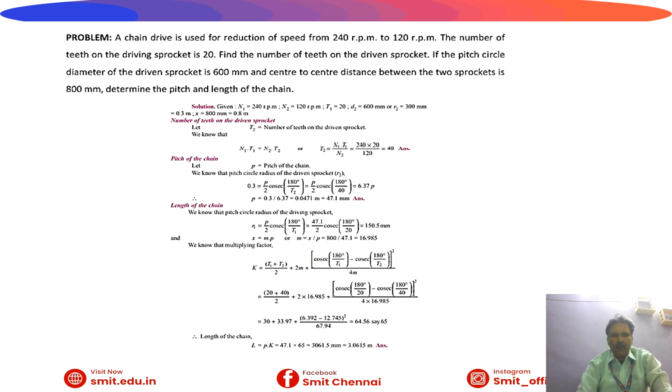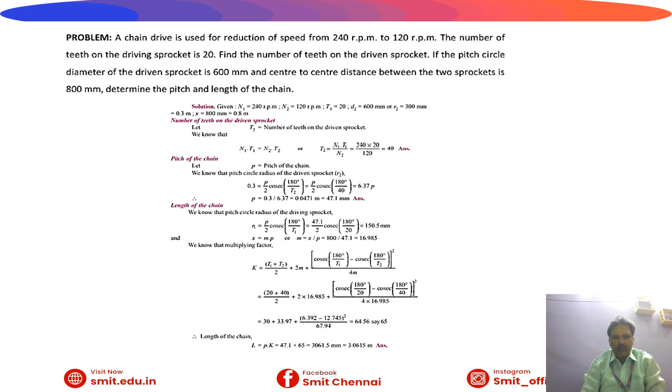Then again using the formula, the pitch circle radius of the driven sprocket R2 is equal to P by 2 cosecant 180 by T2. By using the formula, we will get 6.37 P. By that we can find P. By dividing with 6.37, you will get 47.1 millimeters.